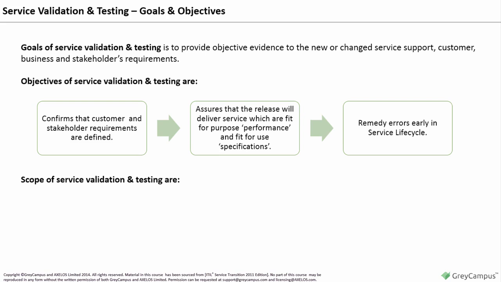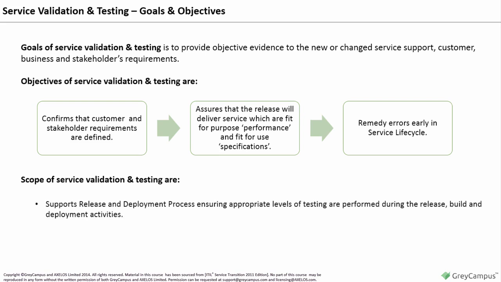Scope of service validation and testing: it supports the release and deployment process, ensuring appropriate levels of testing are performed during the release, build, and deployment activities. It can be applied throughout the lifecycle to quality assure any aspect of a service. The service provider takes responsibility for delivering, operating, and/or maintaining customer or service assets at specified levels of warranty under a service agreement. Service validation and testing can be applied throughout the service lifecycle to quality assure any aspect of a service and the service provider's capability, resources, and capacity to deliver a service and/or service release successfully.